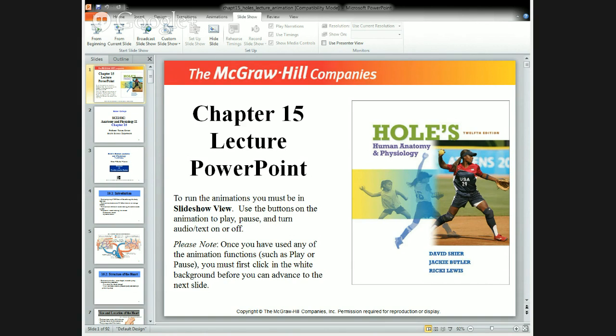The coverings of the heart include the fibrous pericardium, the visceral pericardium, and the parietal pericardium. And the heart wall has three distinct layers: the epicardium outer layer, the myocardium or heart muscle middle layer, and the endocardium inner layer of epithelial tissue.